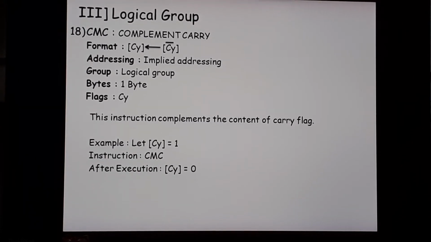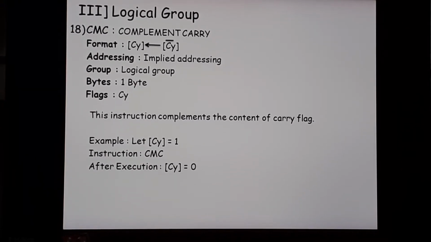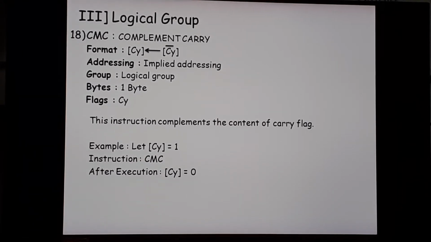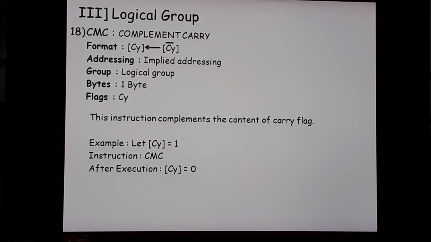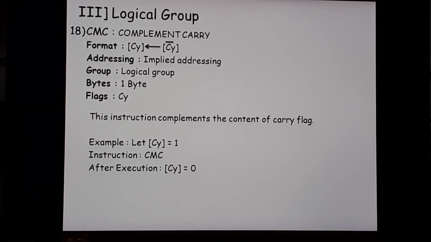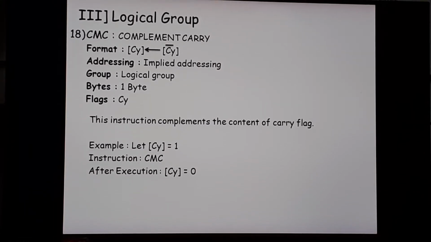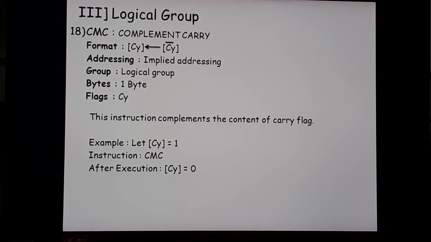Okay, so how will you explain? You will write this instruction complements the content of the carry flag. Then let us see the example that I have taken. Let CY is equal to 1. I have considered the carry flag as 1. The carry flag can be either 0 or 1. You can consider 0 if you want. I have considered 1 here, and you will write the instruction CMC.